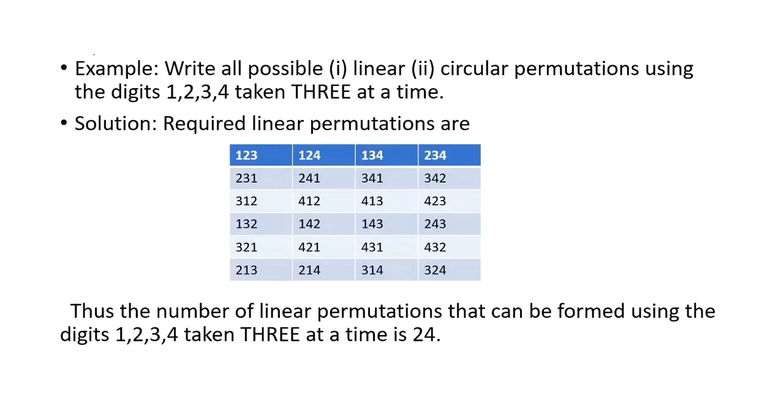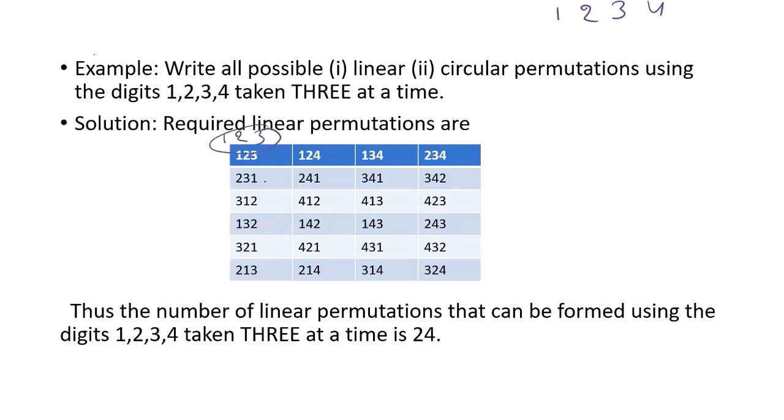Let us look at this example. Here they are asking us to list down all linear permutations and circular permutations using the digits 1, 2, 3 and 4 taken 3 at a time. The number of digits here are 4. They are 1, 2, 3 and 4. Now what we have to do is, we have to take 3 at a time and write down all linear permutations, and later on we have to write down all circular permutations. So first let me take 1, 2 and 3.